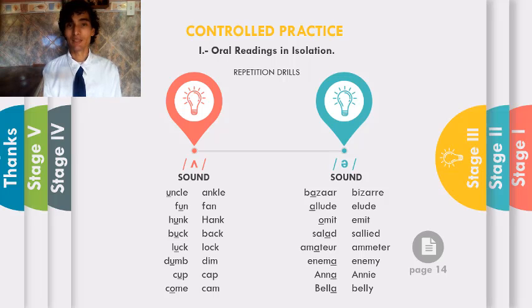Anna, Annie, Anna, Annie. Bella, belly, Bella, belly. Remember, you can find a lot more words to practice in your handout. Please practice them before going to the next stage.